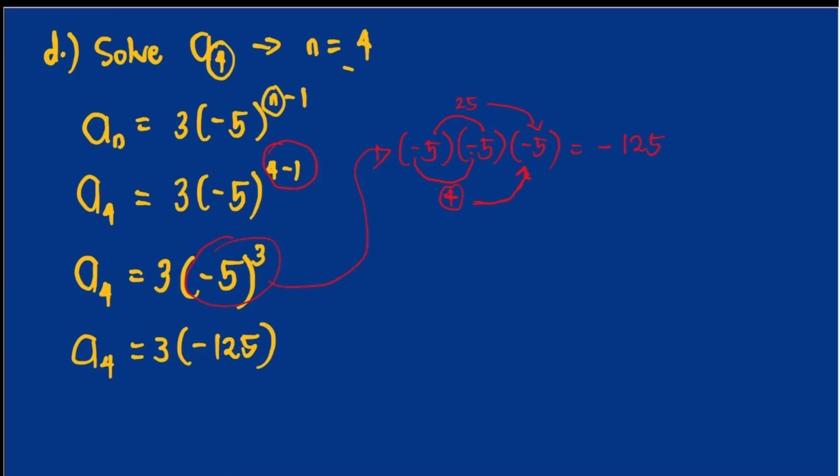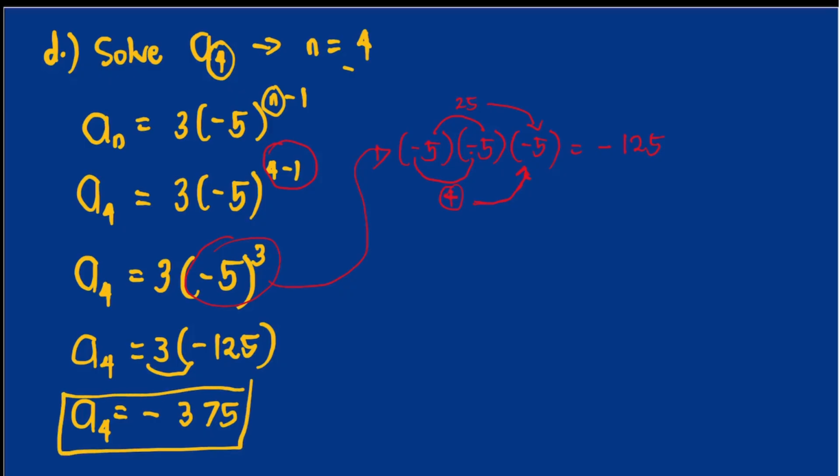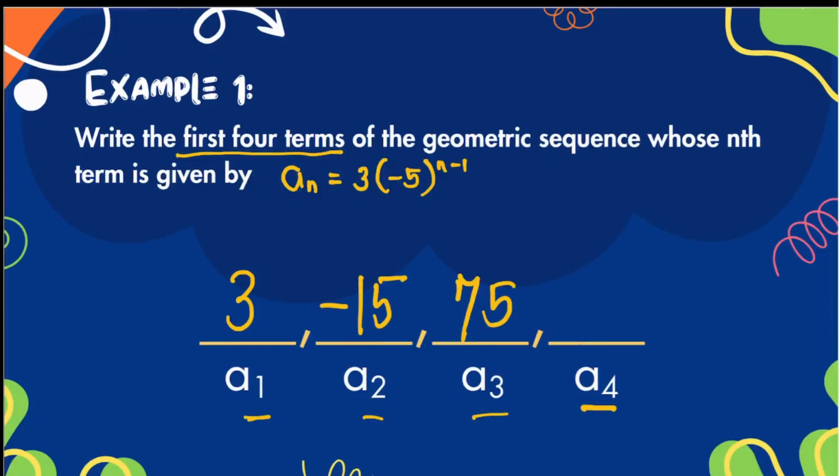So, what's the answer? So, tatlong 125. The answer there is positive times negative, negative. Start muna sa sign. Baka makalimutan. So, tatlong 125. 25 na tatlo, 75 na yon. Then, tatlong 1, that's 3. So we have a sub 4 is equal to negative 375. So the answer is negative 375. Right?